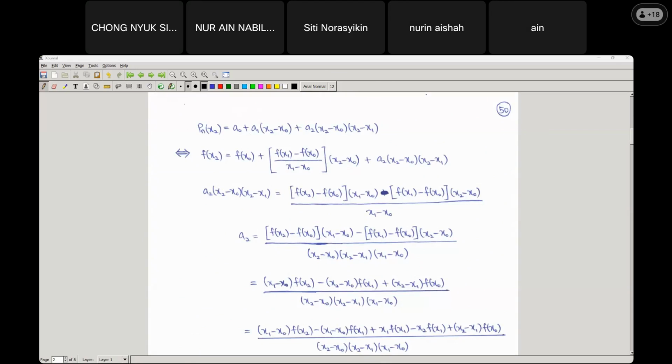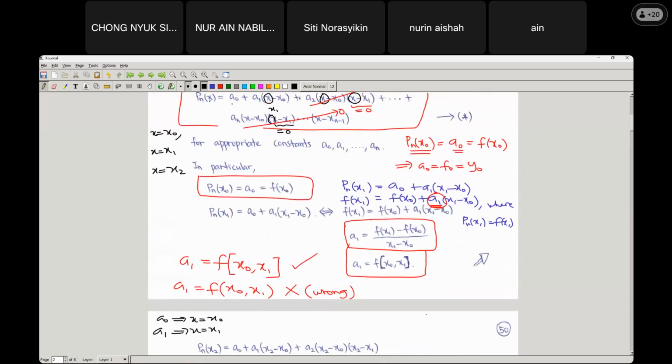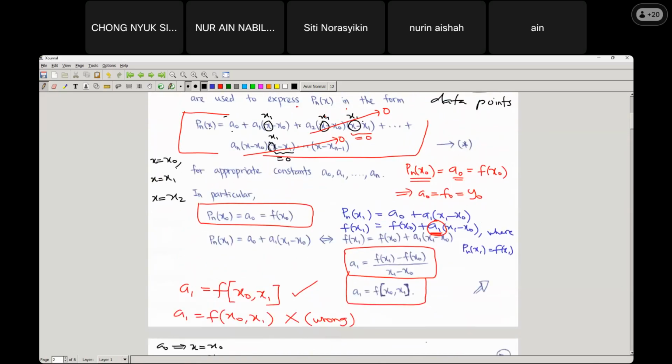So it's a similar way, just like how we found A0 and A1. Remember, to find A0, we substitute x equal to x0, right? And to find A1, we substitute x equal to x1. This is what we have seen yesterday. Now if you want to find A2, we need to substitute x equal to x2.